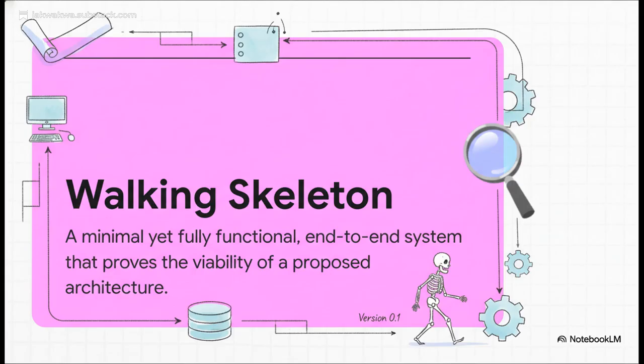Okay, so think of it like this. It's the absolute thinnest, most bare-bones version of the final system you can imagine. But, and this is so important, it's not a prototype you're going to throw away. It is version 0.1 of the real system. It has all the major parts connected, the user interface, the database, the logic in the middle, all of it, but with just enough functionality to prove that it all works together.